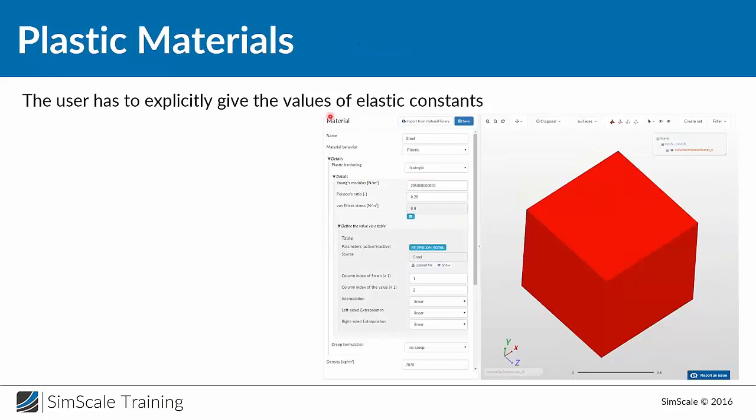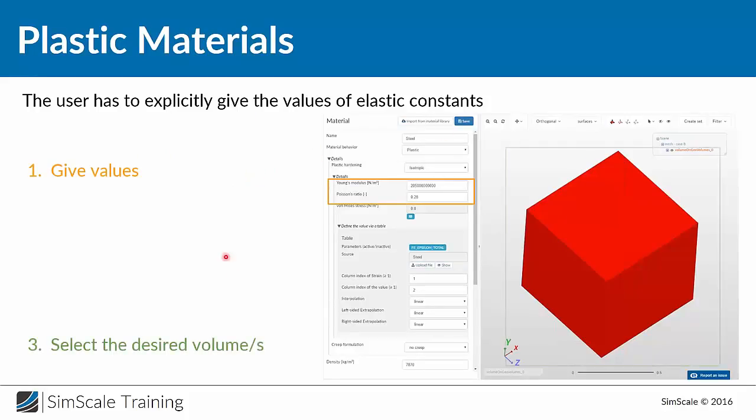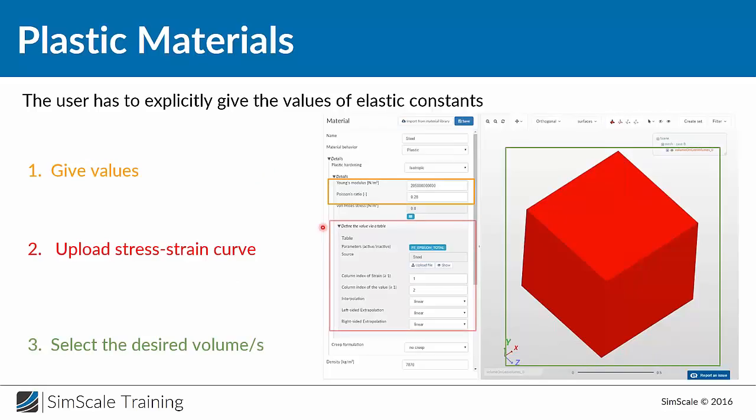In contrast to that, if you want to use plastic materials, you have to give not only the values of the elastic constants, but also upload the stress strain curve. And there we have different possibilities. Basically, what you need is a CSV file. Let me just show you an example for such files. I have prepared something for you.